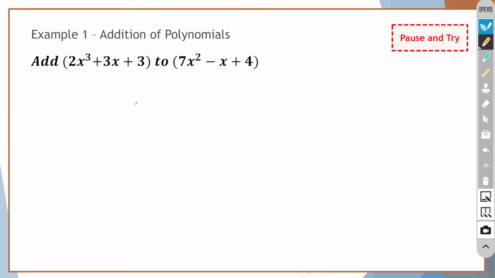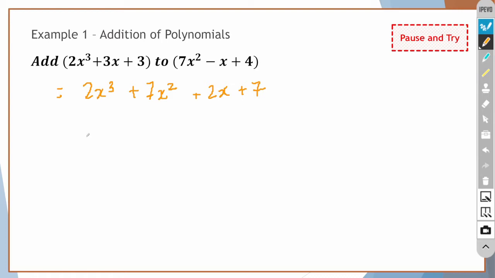So here we have our first example. I'm going to give you a chance to pause it so you can give it a go yourself. The hint I'm going to give you is to use column addition. So for those of you that tried it out yourself and you got the answer 2x cubed plus 7x squared plus 2x plus 7, fantastic. You got the correct answer. For those of you that didn't quite get it, we're going to go through it together now.